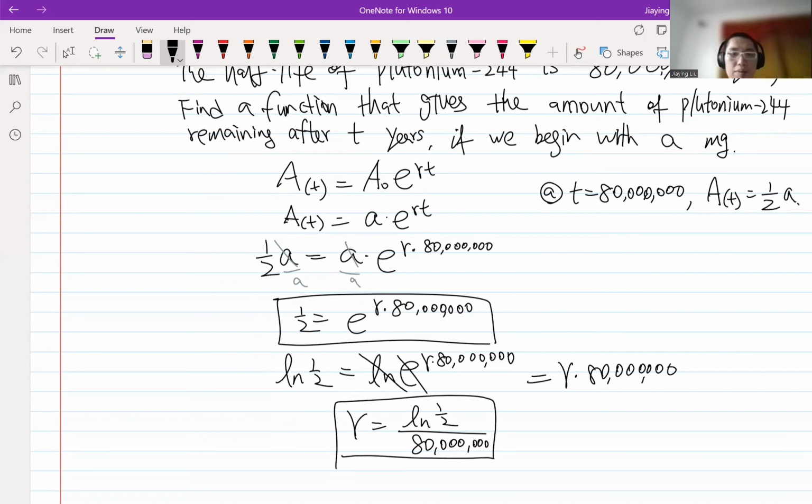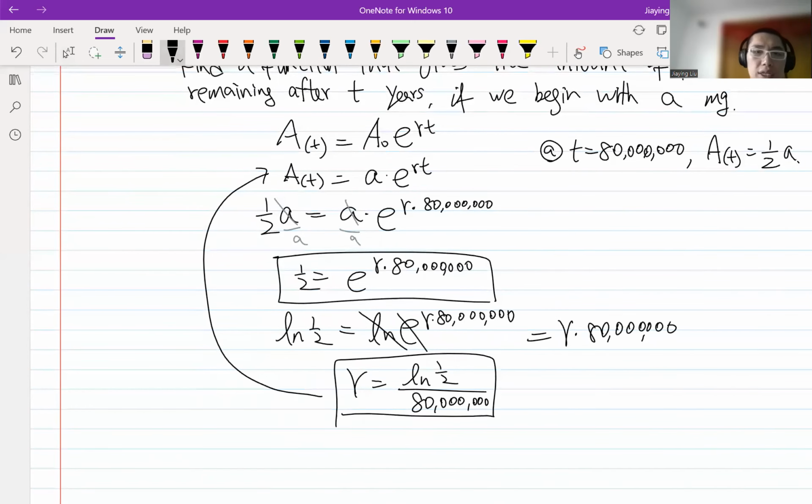And if we take that and put it into the function, we can write down the function for the remaining amount of plutonium-244. So that's A of t equals A, the initial amount, times e to this rate, and then t. I'm going to be a little bit lazy and not write down the entire expression, but the r there goes into the parentheses.